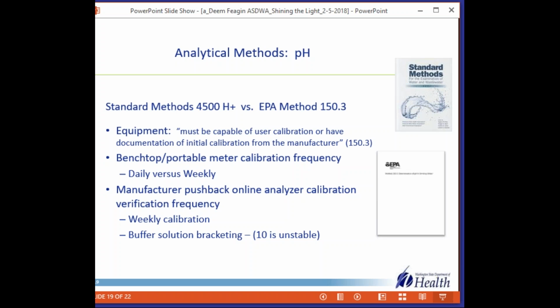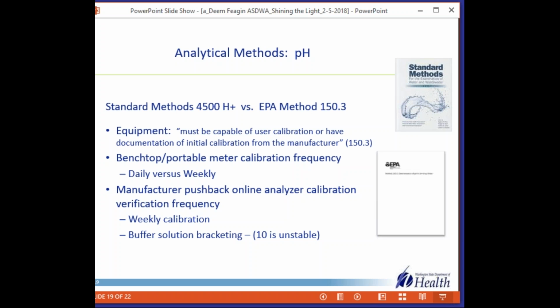These are somewhat a challenge for us. EPA method 150.3 was produced to deal with this issue. It's awesome. Thank you, EPA. But even with the awesomeness still comes some tensions between it and what you hear me frequently call our Bible, standard methods. For instance, method 150.3 says the equipment must be capable of user calibration, and that's what standard methods says, or have documentation of initial calibration from the manufacturer. The second bullet is the calibration frequency for a benchtop unit. Standard methods would say daily.